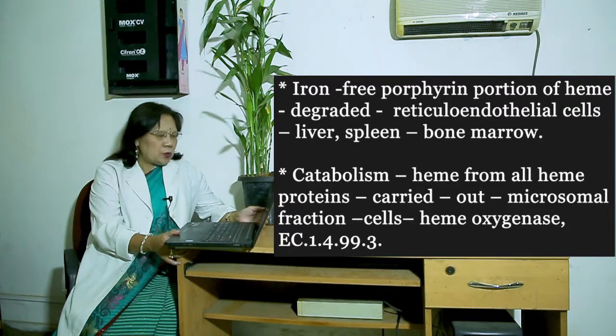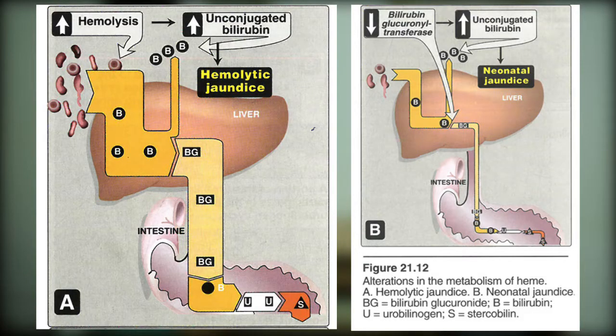Catabolism of heme from all hemoproteins is carried out in the microsomal fraction of the cell by the enzyme heme oxygenase. This diagram shows how alteration in the metabolism of heme produces different types of jaundice, which we will be discussing in detail.